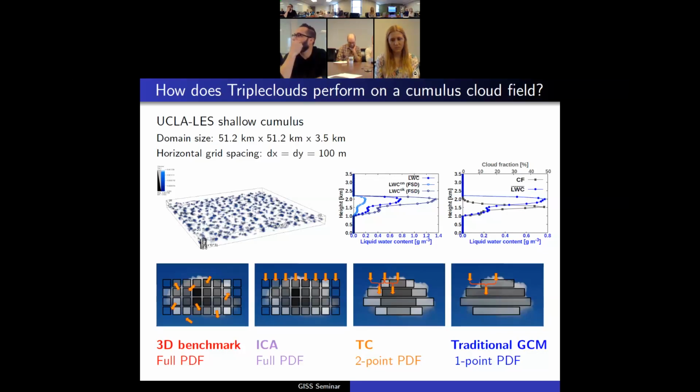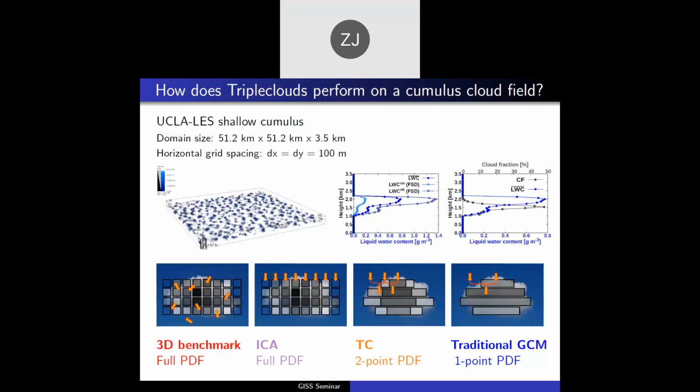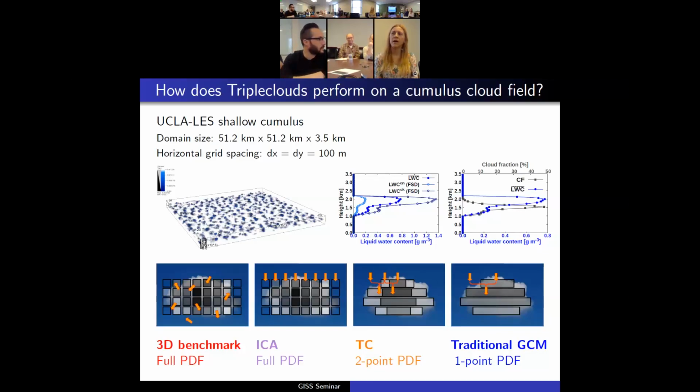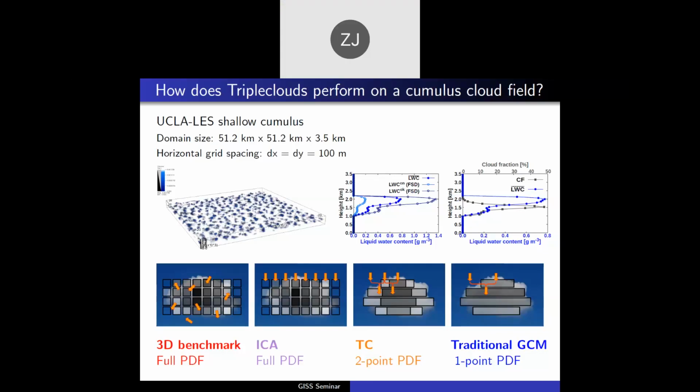Okay, so that means it requires at least 3 times of time compared to the traditional GCM 1-point PDF. I didn't hear. 3 times is... Yeah. It's at least, yeah, 3 times more.